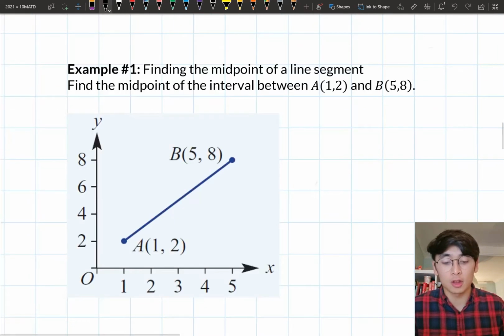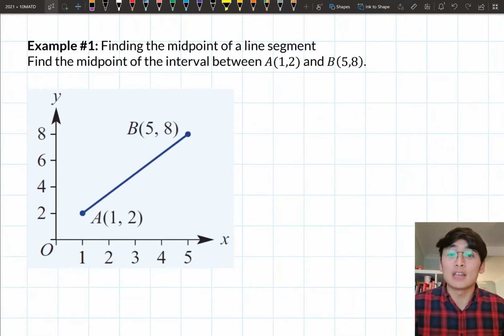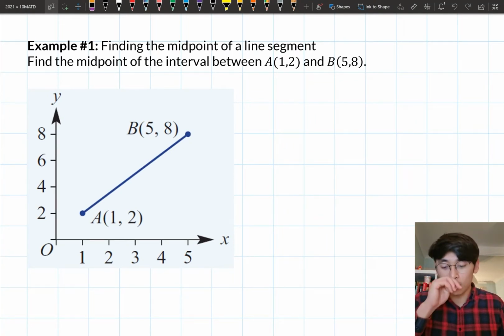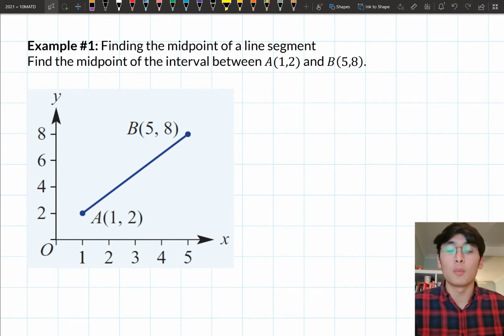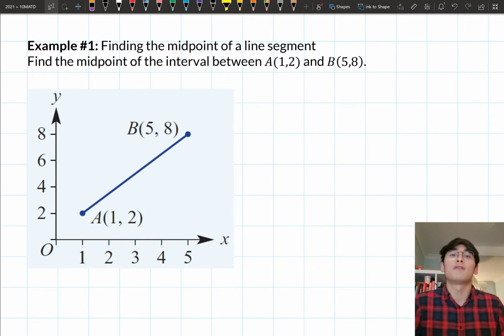The first one, we're going to have a look at an example where we have a diagram with us. So we've got this diagram and we've got 2 points A and B, and they give us the coordinates and we want to find the midpoint of these two. So let me just read the question. Find the midpoint of the interval between A at 1, 2 and B at 5, 8. Okay, so the steps I got you was we're going to find the average of the two x coordinates and then the average of the two y coordinates.